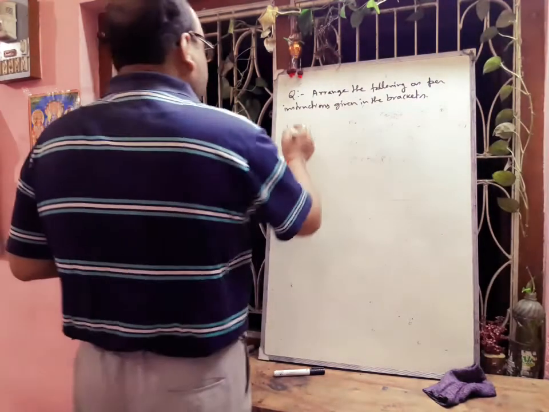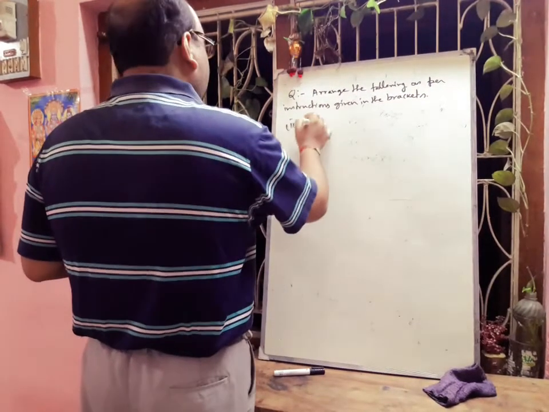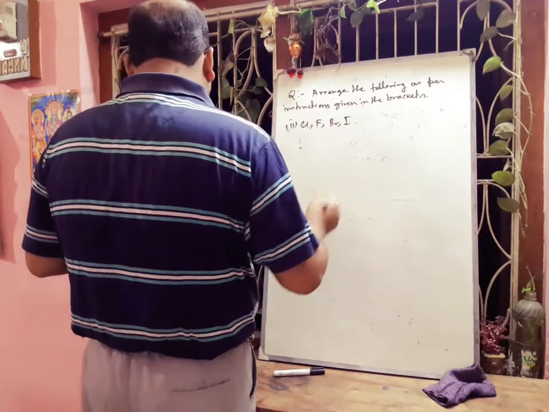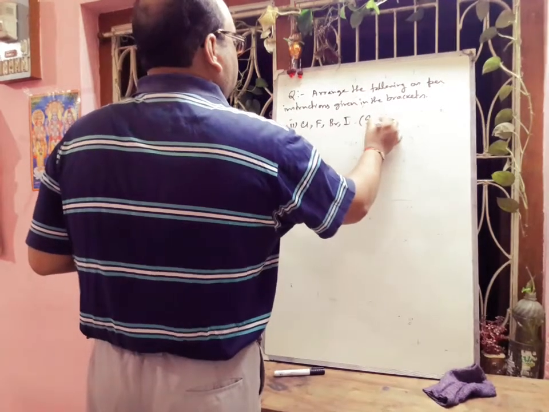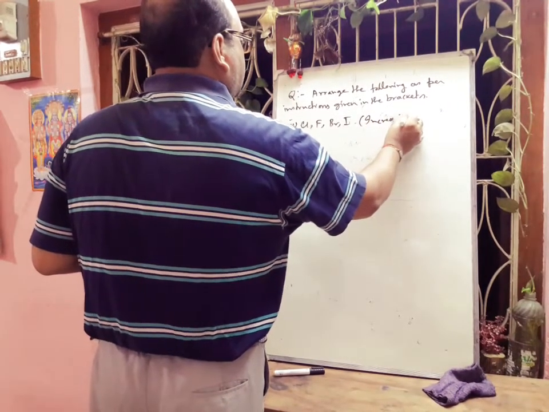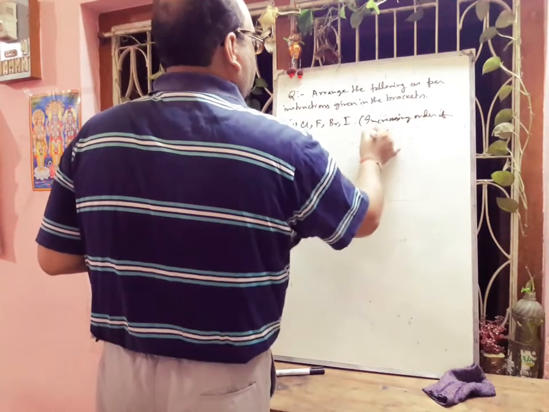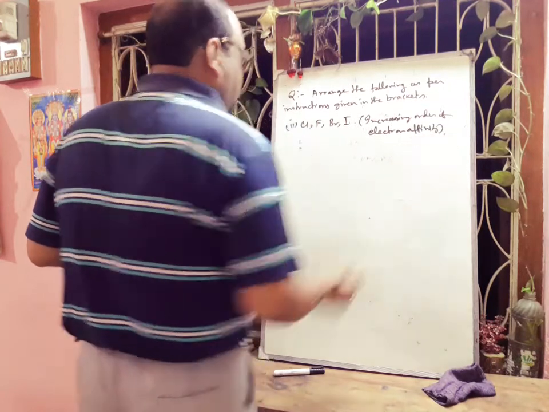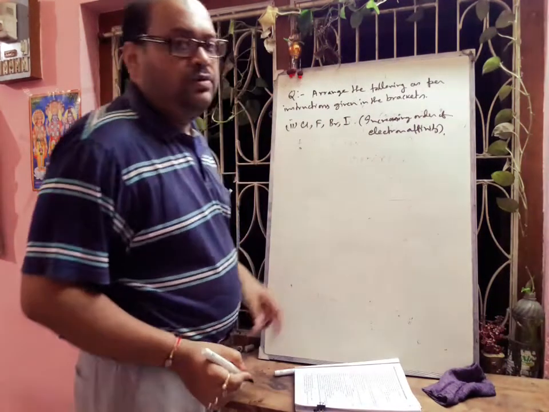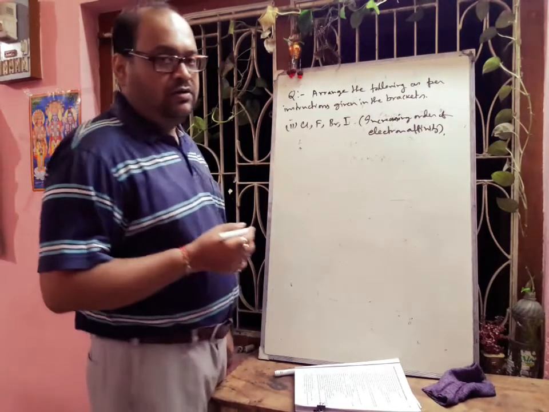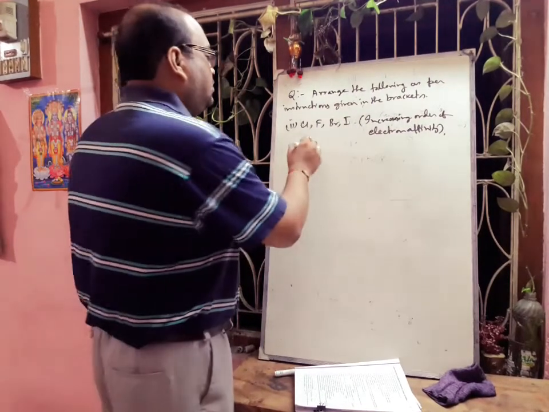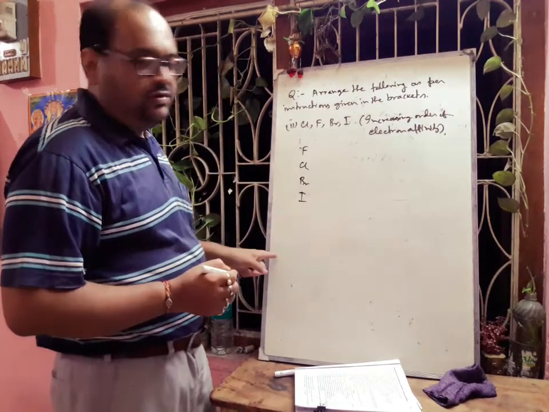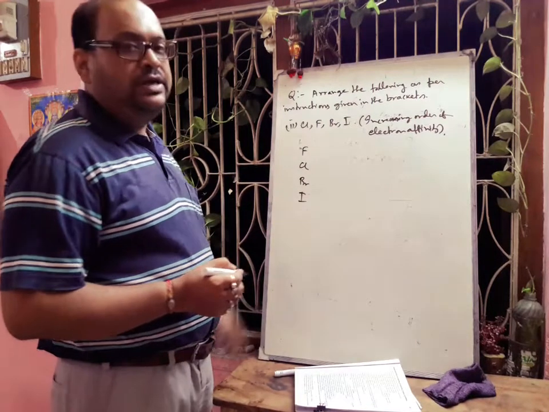Another question is given, question number 2: chlorine, bromine, iodine. Increasing order of electron affinity. Here also these are all group 17 elements, halogen elements. First is chlorine, then bromine, then iodine. We know that down the group the electron affinity value will decrease.